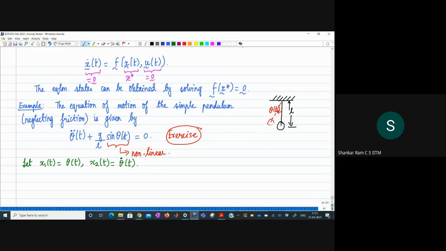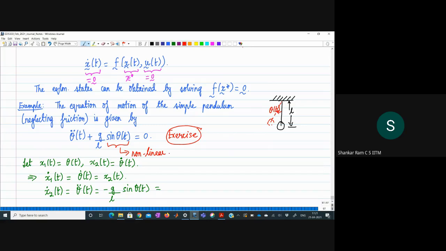So then what do we do to write the state equation? The process is the same once again. We take the first derivative of each state variable, right? If we take the first derivative of x1, we get x1 dot. x1 dot becomes equal to theta dot, which is nothing but x2, right? That is very simple, very straightforward. Now x2 dot is going to be equal to theta double dot t. That is going to be minus g by L sine theta t, right? How do we get this? From this governing equation, right?